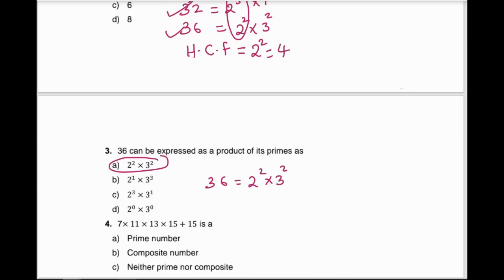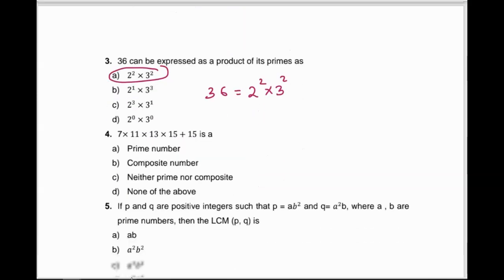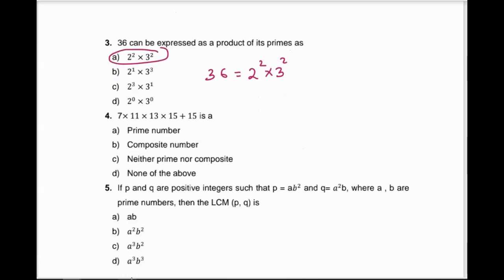7 into 11 into 13 into 15 plus 15 is a dash. Is it a prime number or a composite number? Or neither prime nor composite, or none of the above? A prime number is a number which is divisible only by itself and 1, and composite numbers are numbers which are divisible by more than one number. So it is neither prime nor composite, or none of the above.